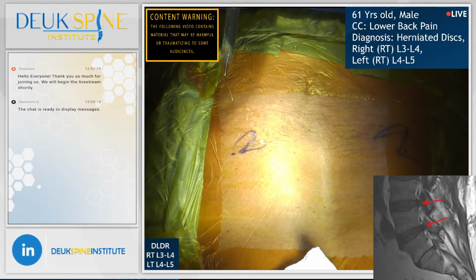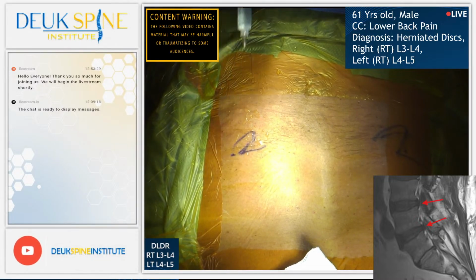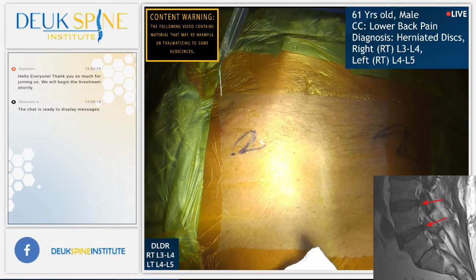Let me just confer with my staff. So it's right 4-5? 3-4. All right, right 3-4, left 4-5. So this side is the right side. I'll be going to the 3-4. Everyone agree? All right, now the L5-S1 disc is a pseudo disc. It's somewhat of a fused disc.